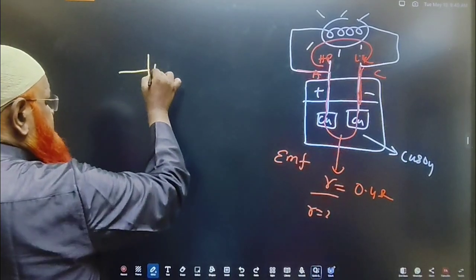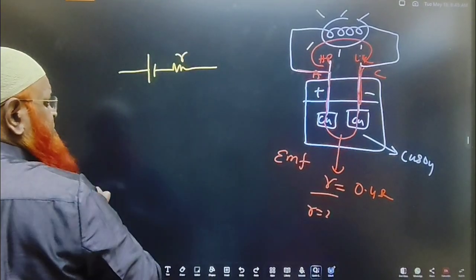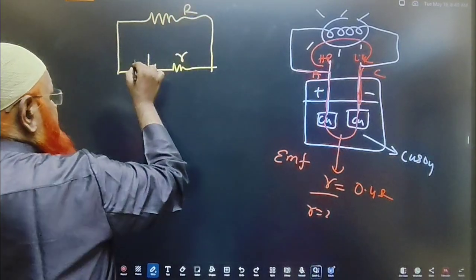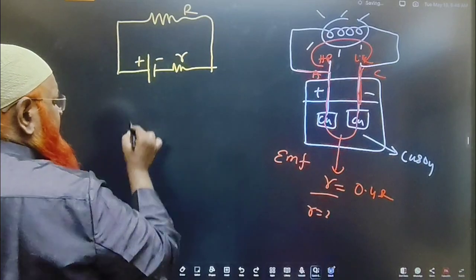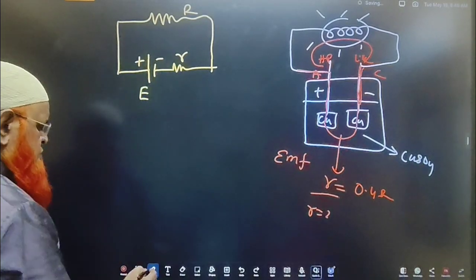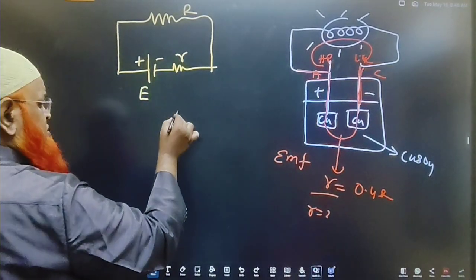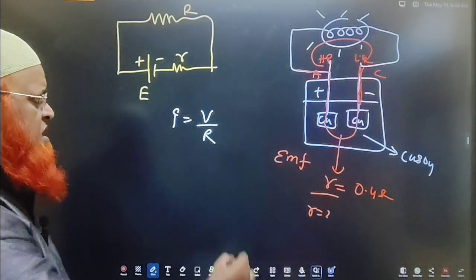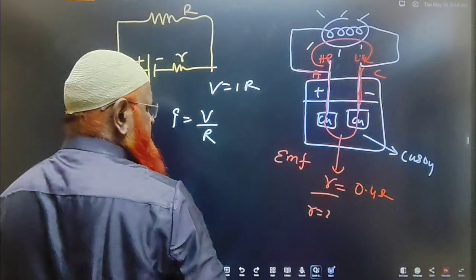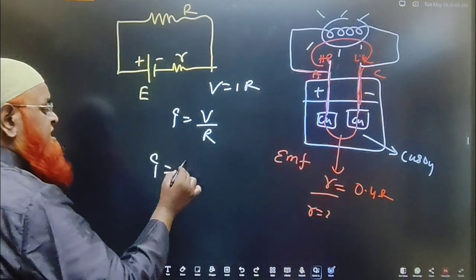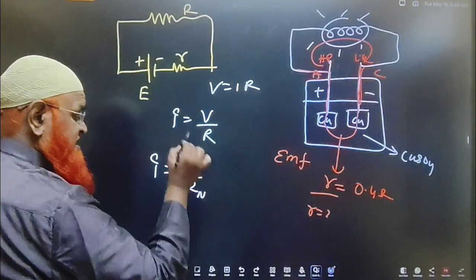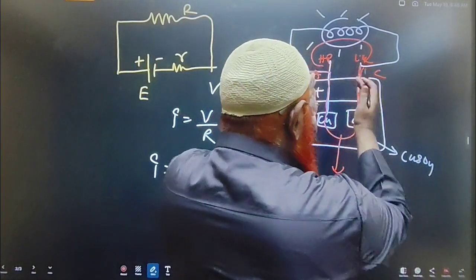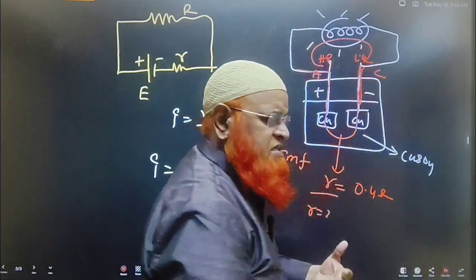For example, this is a battery. This is the internal resistance of a cell, and there is an external resistance which is called R. This is plus, this is minus, and this is the EMF of a cell, isn't it? So I would like to find out what is the current passing through that. Current, generally we write it as V by R, because V is equal to I into R. Okay, so I can also write current is equal to E by R net. The potential difference V is outside, EMF is inside. Both are having the same units.